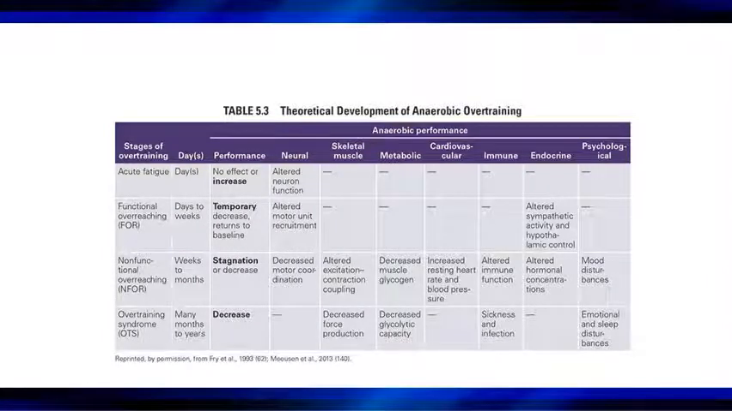So here's what we look at, and this table's in your book, so you can further look at it. But what this does is it shows you the different stages of overtraining. In other words, you can look at acute fatigue, functional overreaching, non-functional overreaching, and overtraining syndrome. This table nicely summarizes the different effects that you would get as a result of each. So, take a look at this.